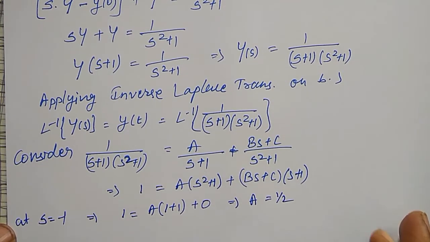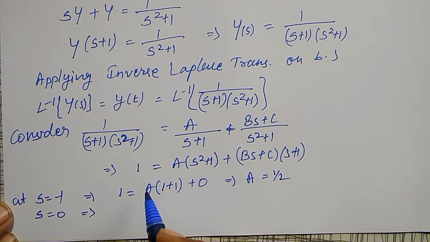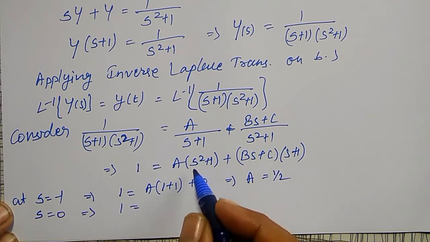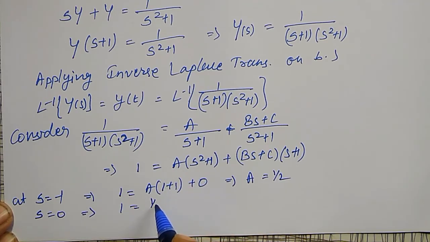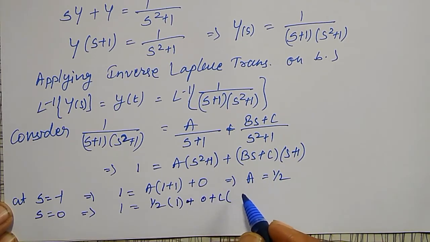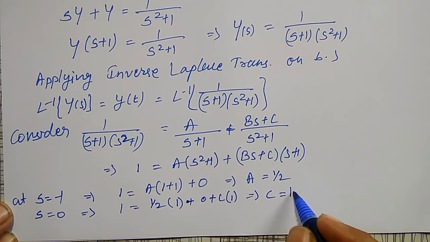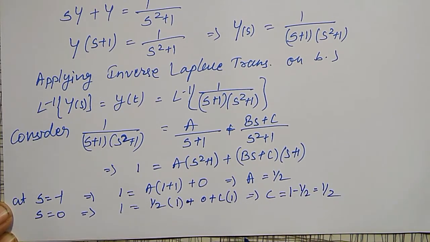Like that, let me put s equal to 0. At s equal to 0, if I substitute, I am going to get 1 is equal to a, which is already 1 by 2, into (0 plus 1), plus bs, which at s equal to 0 is 0, plus c into (0 plus 1), which implies c is equal to 1 minus 1 by 2, which is also equal to 1 by 2.